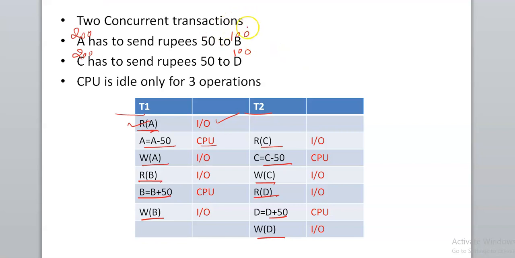So here your first operation in T1 does not require CPU, okay, and in T2 there is no operation at all here, so there is no CPU utilization in this operation, fine. In the second operation there is CPU utilization. In the third operation there is no CPU utilization in T1, but there is CPU utilization in T2.